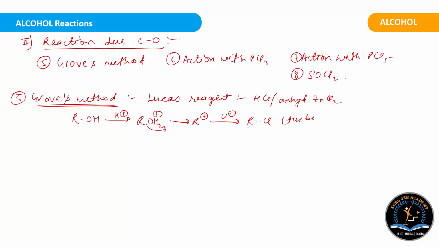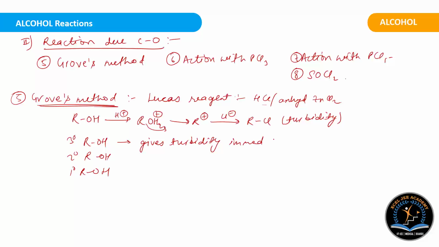Now this turbidity can lead to the analysis of which type of alcohol we are having, whether a 3 degree alcohol, a 2 degree alcohol, or a 1 degree alcohol is involved in this reaction. So if it is a 3 degree alcohol, it will give turbidity immediately. That is, immediate turbidity will be obtained in this case.